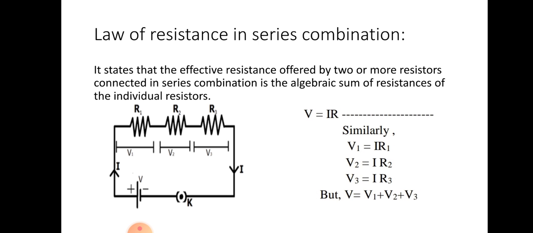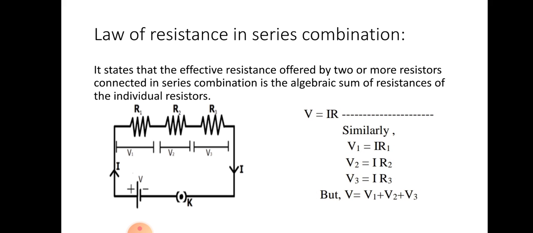So have a look at the diagram again. A cell is creating a potential difference. Current will pass through all the resistors and that will be the same. But this potential difference will get divided across each resistor. So V1 is the potential difference across resistance R1, V2 is the potential difference across resistance R2, and V3 is the potential difference across resistor R3.